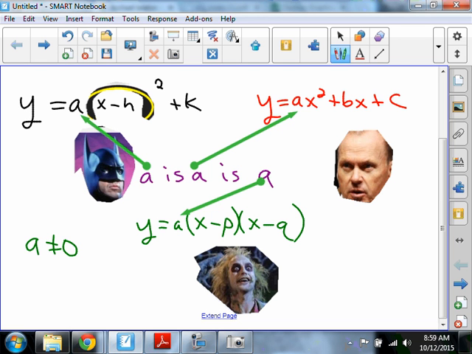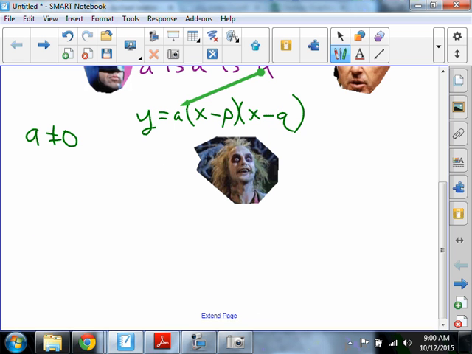It's the coefficient of x squared, good. What else can we say about A? If A is less than 0, then the graph opens down and has a maximum. Good. What else? What do we got? Oh, that's the one I was looking for.